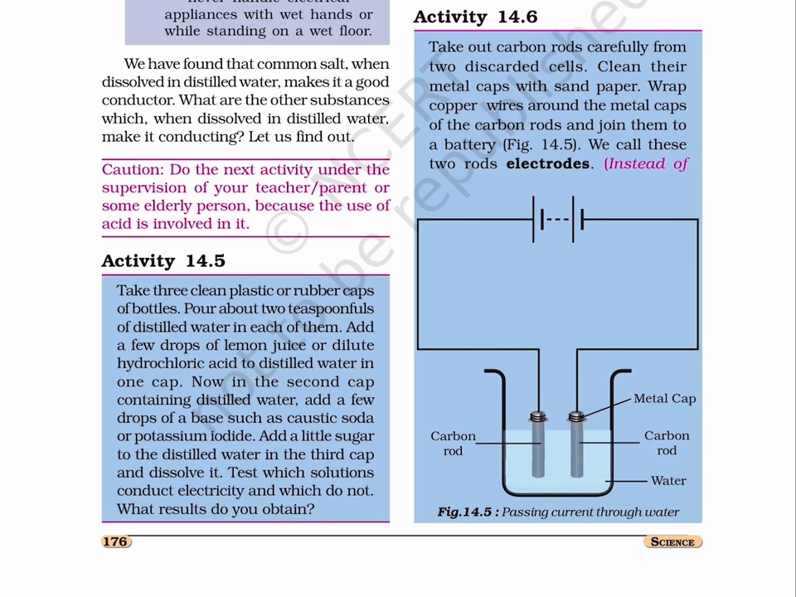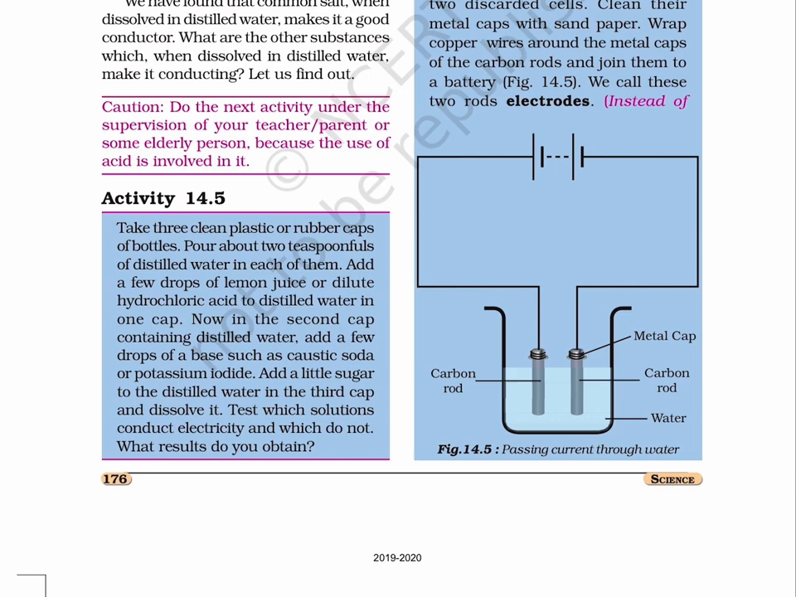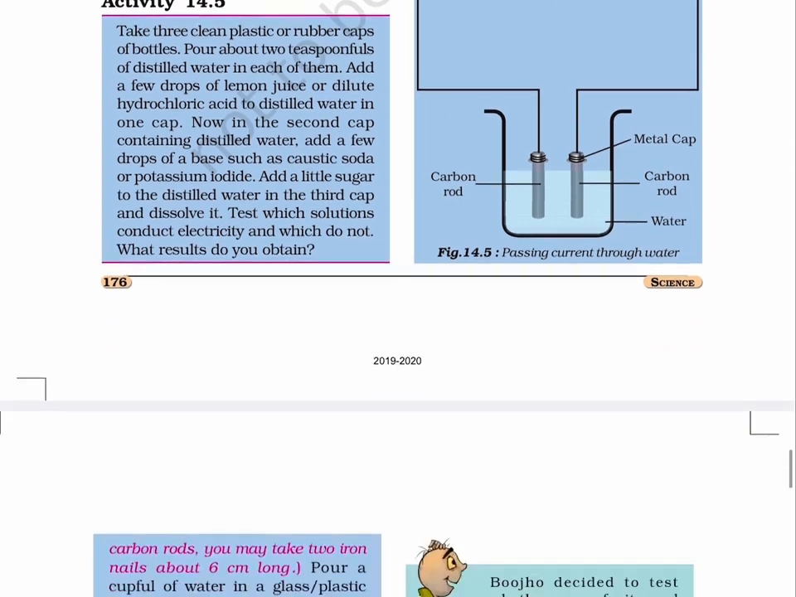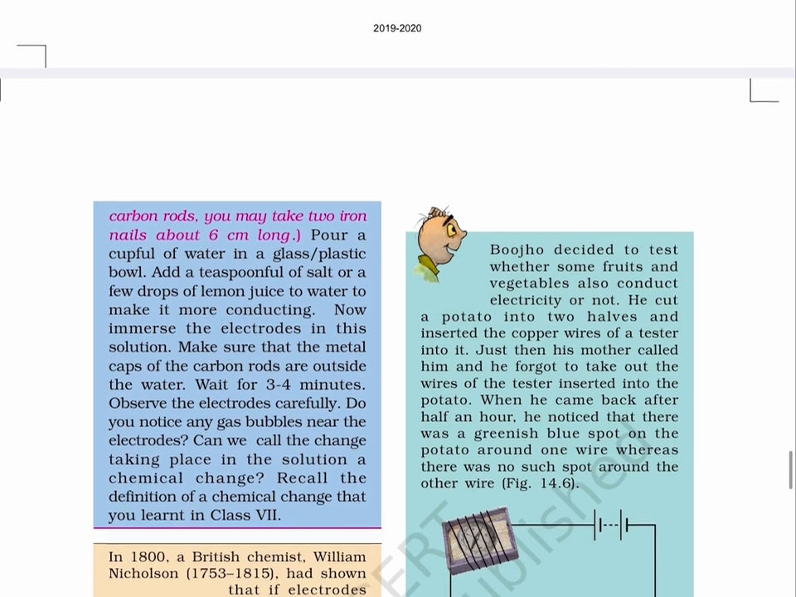Page 177. Pour a cupful of water in a glass or plastic bowl. Add a teaspoonful of salt or a few drops of lemon juice to water to make it more conducting. Now, immerse the electrodes in this solution. Make sure that the metal caps of the carbon rods are outside the water. Wait for 3 to 4 minutes. Observe the electrodes carefully. Do you notice any gas bubbles near the electrodes? Can we call the change taking place in the solution a chemical change? Recall the definition of a chemical change that you learnt in class 7.